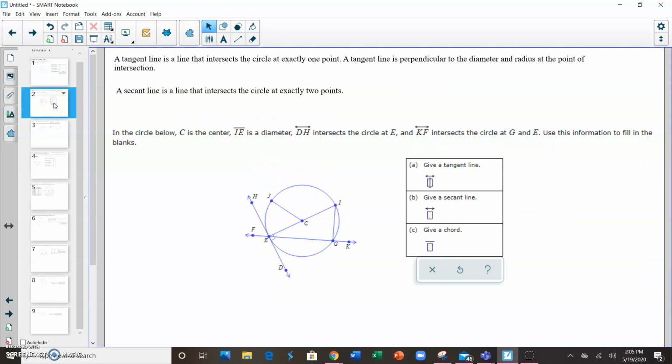Okay, next, what is a tangent line? Up top it tells you a tangent line goes through the circle and hits at one point. So this right here is a tangent line from H to D. A secant line hits at 2 points. So like FK is a secant line. There's FK. And then there are lots of different chords you could name. You could say EG, IG, IE, etc.